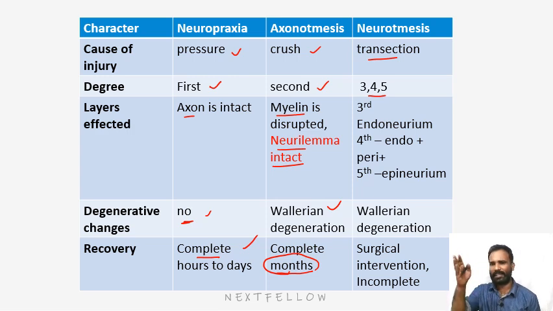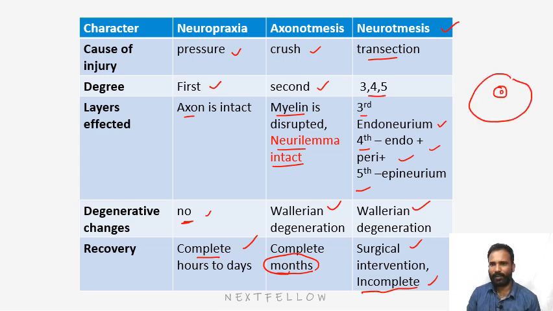Neurotmesis is complete transection involving the peri, epi, endo and the whole. In third degree, endoneurium is disrupted. In fourth degree, endoneurium and perineurium both are disrupted, and in the fifth, endo, peri, epi, everything is disrupted, a complete transection. That is called neurotmesis, and it also undergoes Wallerian degeneration, and the recovery is incomplete and requires approximation of the two cut ends. So surgical intervention is required. I think it's clear: third degree, endo is involved; fourth degree, peri is involved; fifth degree, epi is also involved.